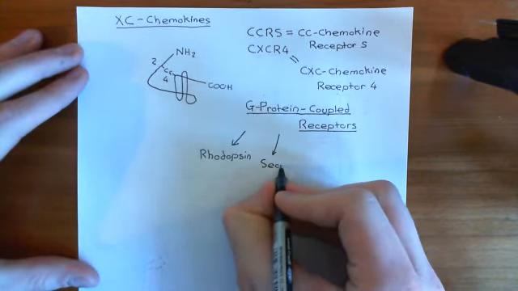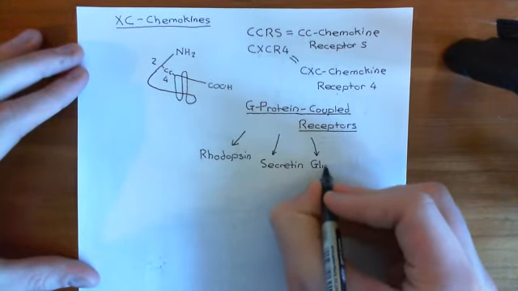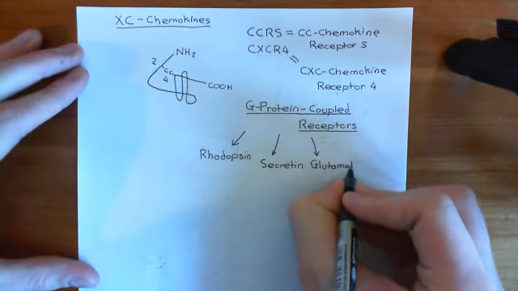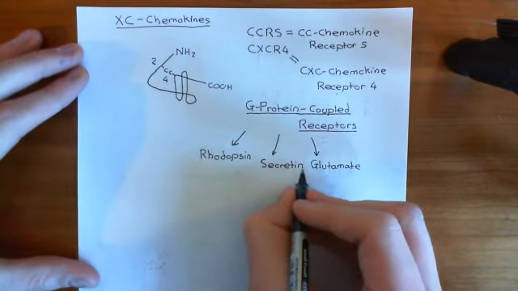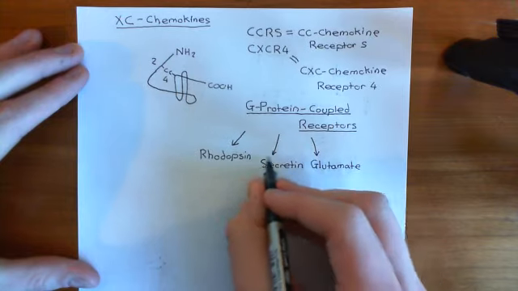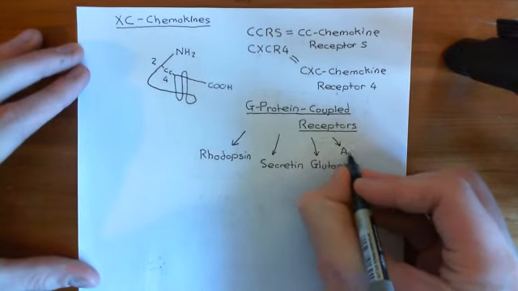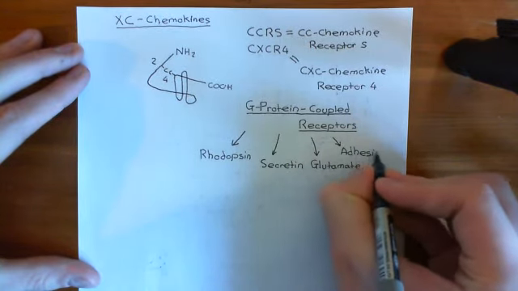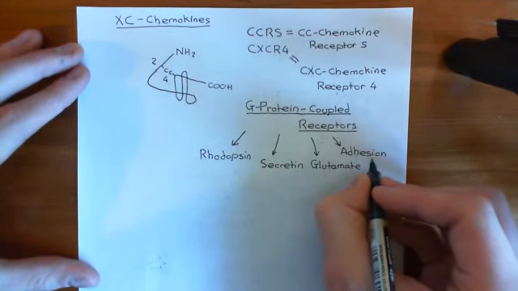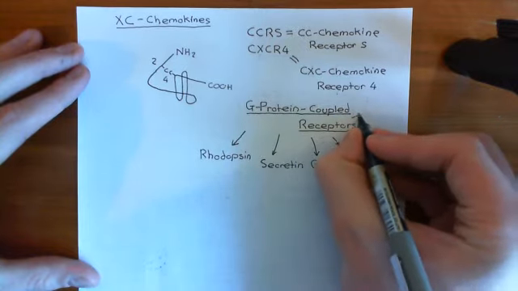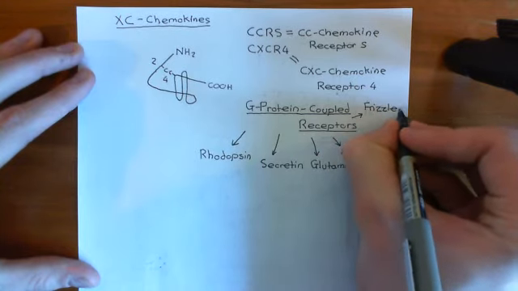There's the secretin family of G protein coupled receptors, and the glutamate family, which contains the metabotropic glutamate receptors and the GABA B receptors. The secretin family contains things like parathyroid hormone receptors and glucagon receptors. Then we've also got the adhesion family, which contains a whole bunch of G protein coupled receptors which bind to extracellular matrix.